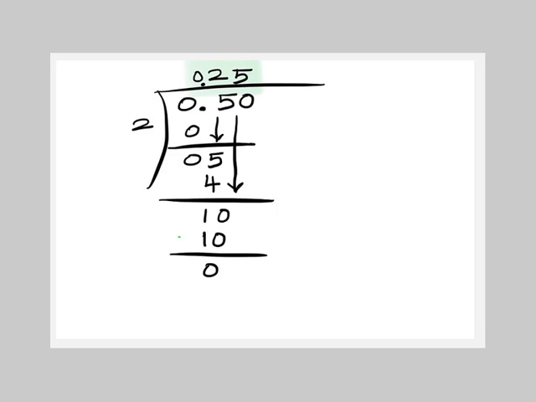This is an example of decimal division. 0.50 divided by 2. When you divide, we get 0.25.